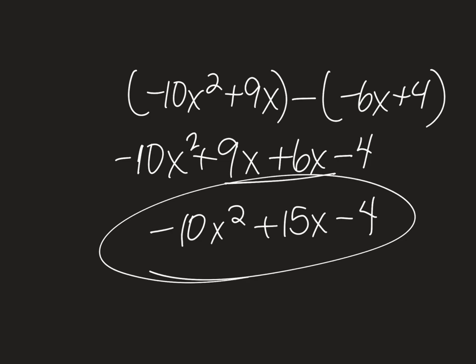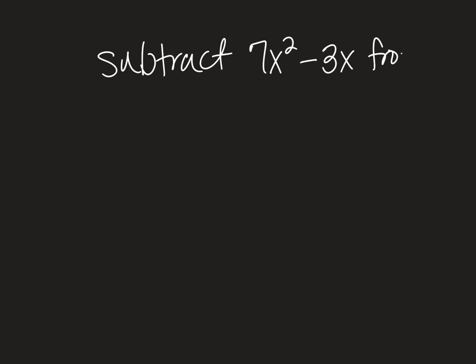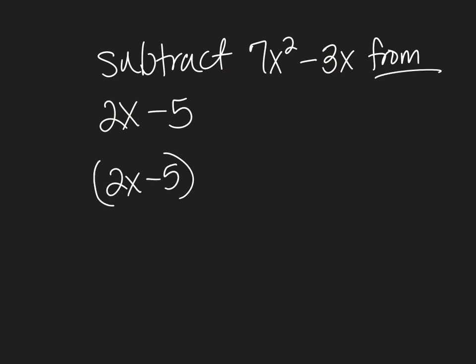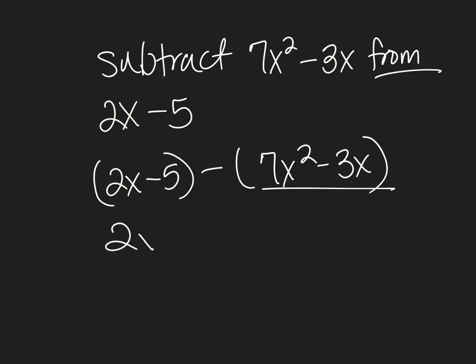All right, so let's do one more. Let's do subtract 7x squared minus 3x from 2x minus 5. So, since it says subtract from, that means you're going to write 2x minus 5 first, and then 7x squared minus 3x are going to come second. Okay? Going to change both of these signs, so I have 2x minus 5 and minus 7x squared plus 3x.